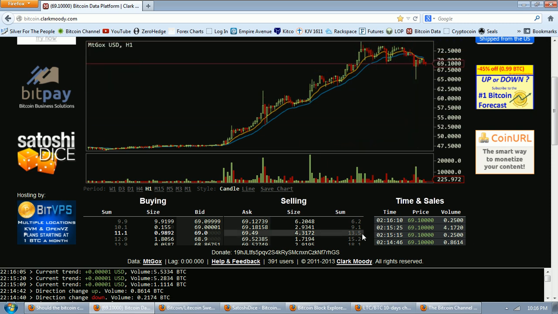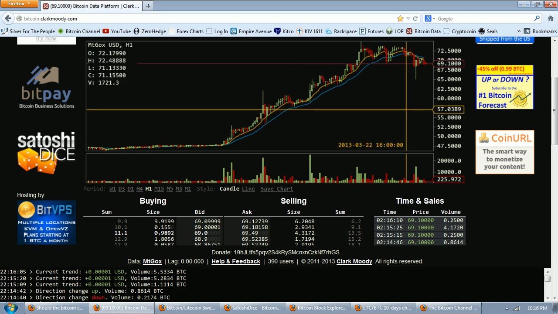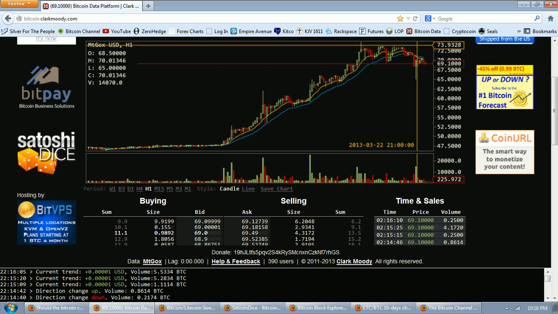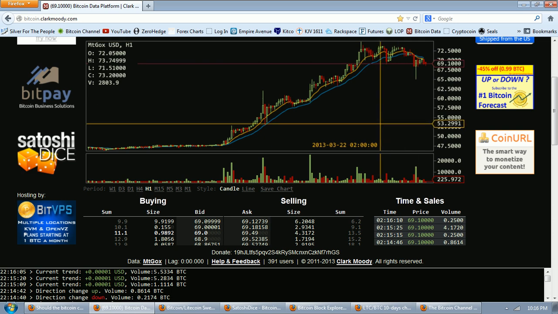So the question is, is this going to be some sort of top? I don't think so. I think that probably this will consolidate over the weekend and go out and take out that 75 price target and probably run to 100 at that point. But again, I could be wrong.